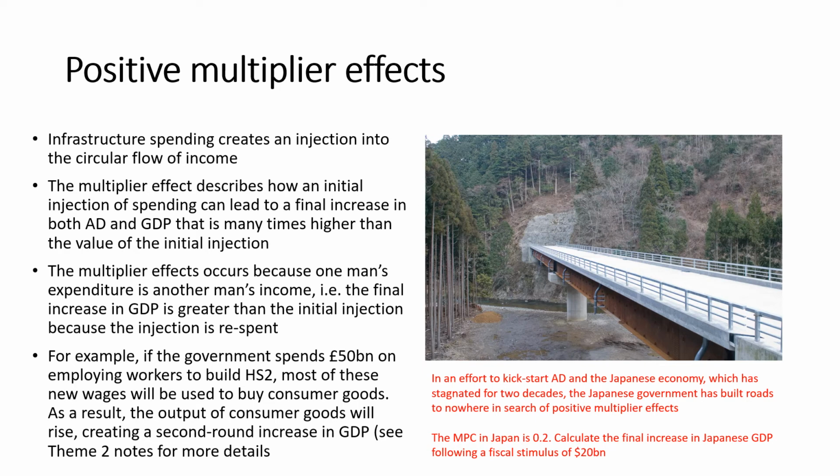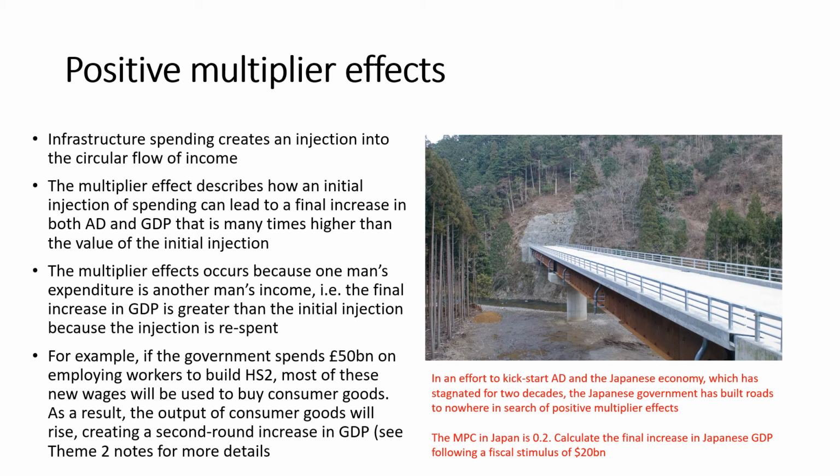So this basically is a very, very unusual, crazy situation where infrastructure spending is going ahead to try and stimulate the demand side of the economy by looking for these multiplier effects. Okay, so I've asked the question here. The marginal propensity to consume in Japan is 0.2. Calculate the final increase in Japanese GDP following a fiscal stimulus of 20 billion. So let's pause things there and see if you can calculate that.